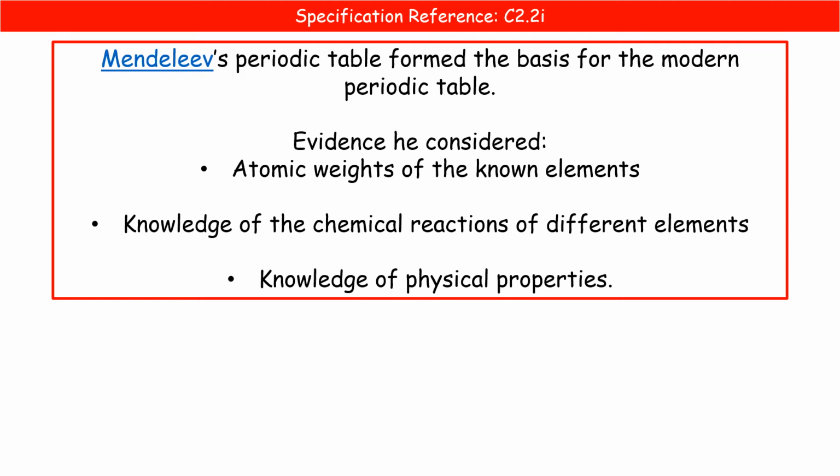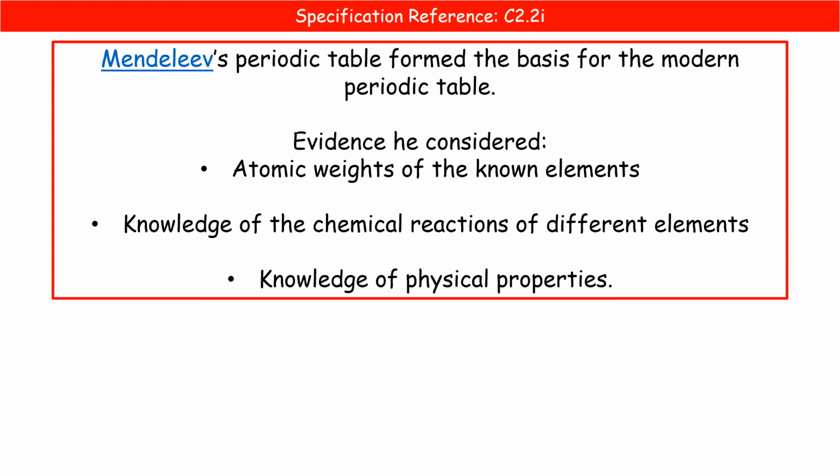The key person to remember here is a guy called Mendeleev. Now, what he actually did was he considered 3 key bits of evidence in order to create his periodic table. First thing was he actually used the atomic weights of the known elements, or the atomic mass. And the reason he did that was because we didn't know atomic number in those days. So he had to use the atomic weight or the atomic mass because we didn't know atomic number. He then used knowledge of chemical reactions of the different elements and finally knowledge of the physical properties.